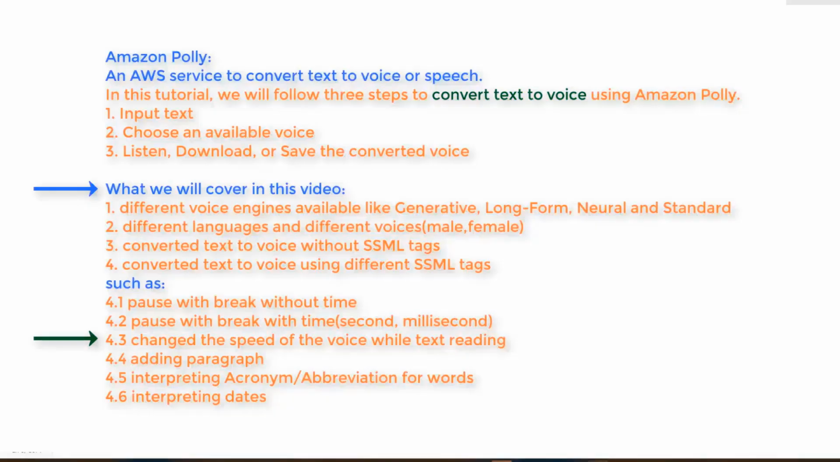After that we changed the speed of the voice while reading the text: when it is below 100% it was slower than the actual speed, and when it was above 100% it was faster than the actual speed. Similarly, we saw how to add or separate paragraphs, and after that we also saw interpreting acronyms and abbreviations for words, like we tested BLUE and NASA, and similarly we tested interpreting dates with day, month and year.